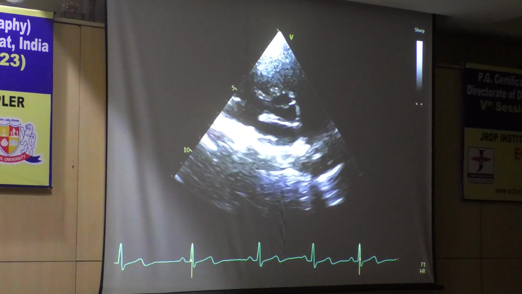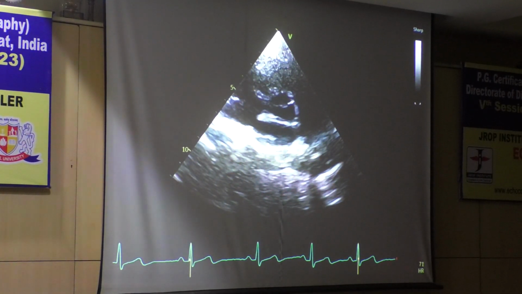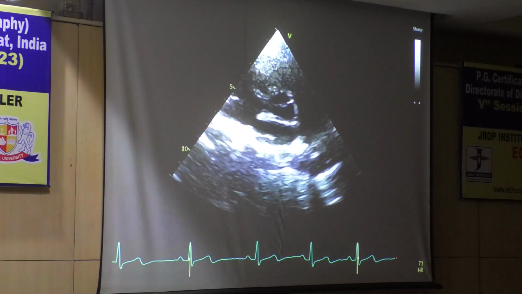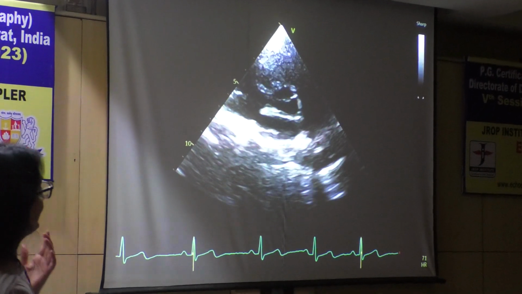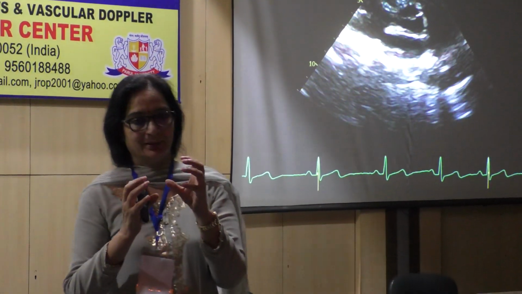So is it always necessary to have two rounded structures to make TGA? We are just talking about identification of blood vessels. So, the aorta.